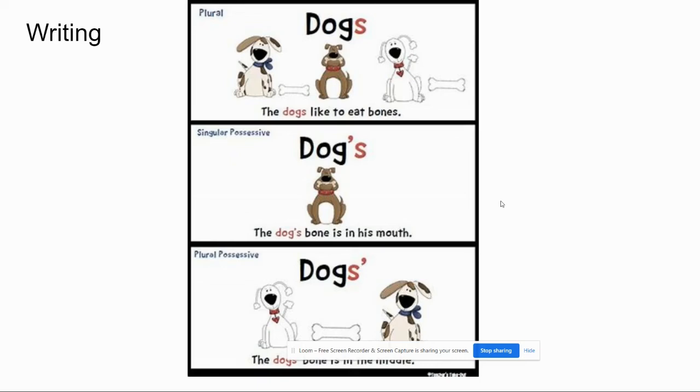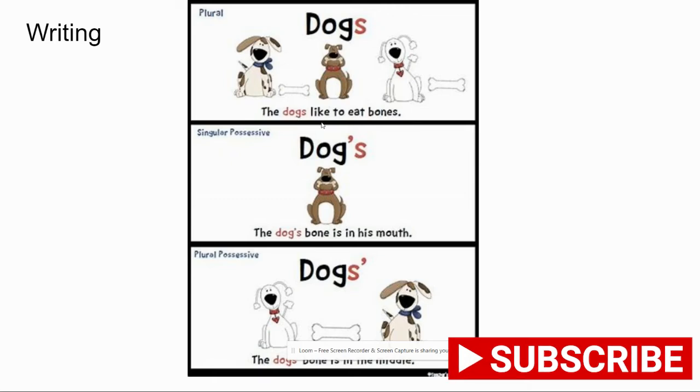Okay, so basically, if you have more than one, then we're just adding an S. So the dogs like to eat bones. There's more than one dog, so we're going to put an S there. However, here, singular possession. So that's where the bone belongs to the dog. So it's going to be apostrophe S. The dog's bone is in his mouth. We've got one dog, and that bone belongs to one dog.